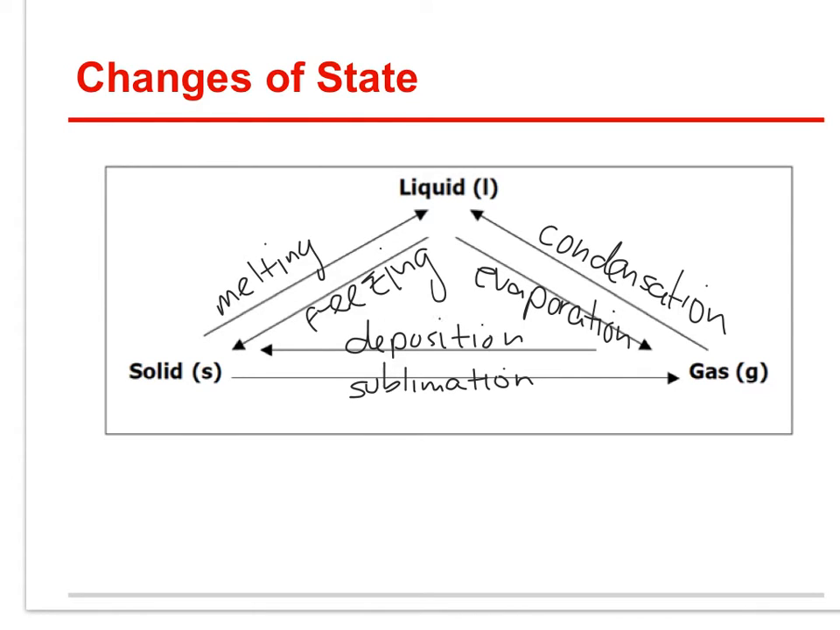So you should know each of these different changes of state, and you should also get used to the symbols that we use for each state. So a solid we use an S, a liquid we use an L, and a gas we use a G. We are going to use those frequently throughout this course.